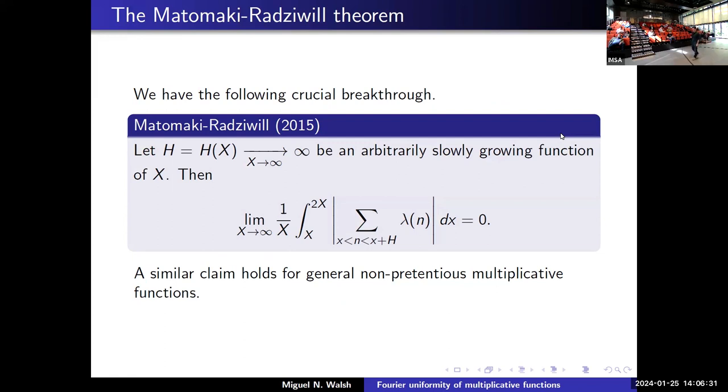So they proved the following statement. Take h a function of x that goes to infinity as x goes to infinity, it doesn't matter how slowly. Then this expression goes to zero. Okay, what we're looking at here is again a randomly chosen small interval of size h inside a big interval of size x. And then almost surely we can guarantee that the partial sums of the Liouville function in this interval cancel out. So this goes to zero.